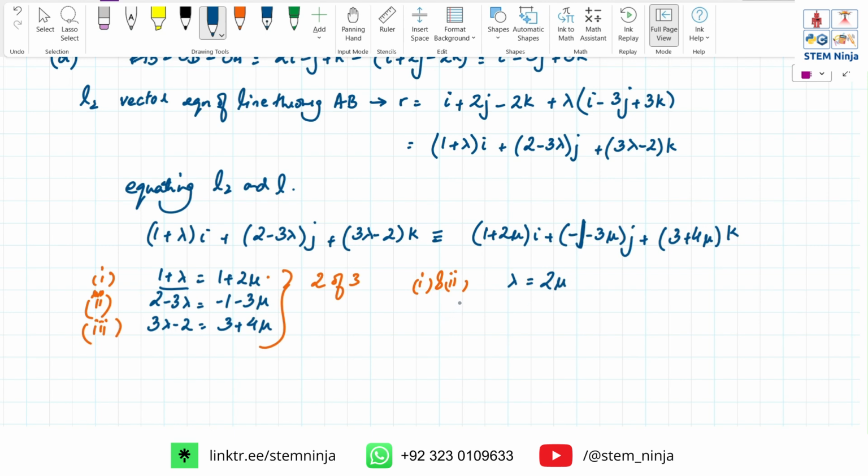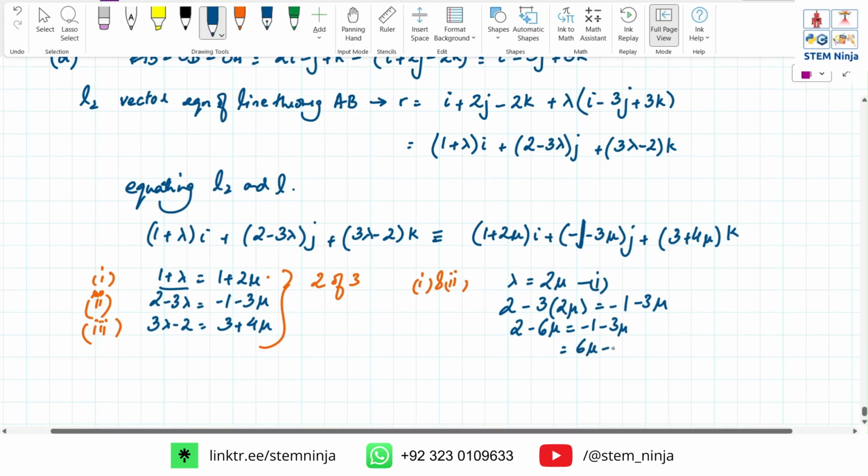Plugging it into the second one. So 2 minus 3 times 2 mu equals minus 1 minus 3 mu. So this becomes 2 minus 6 mu equals minus 1 minus 3 mu. So the mu's go on the other side. So 6 mu minus 3 mu, and 2 plus 1, 3. So this is 3 mu equals 3. So mu is equal to 1. That makes lambda equal to 2.